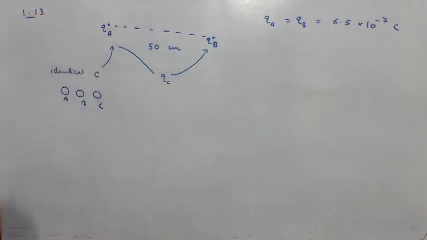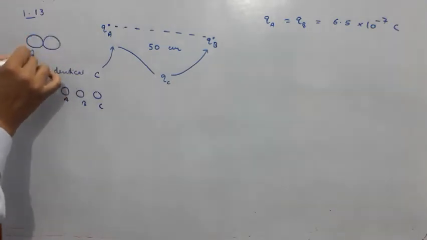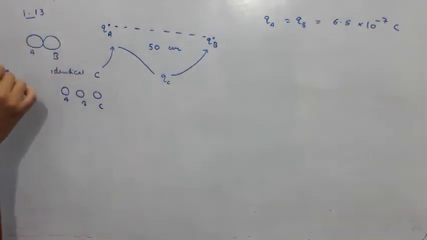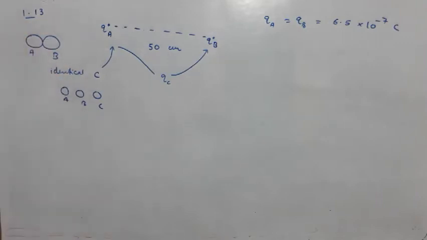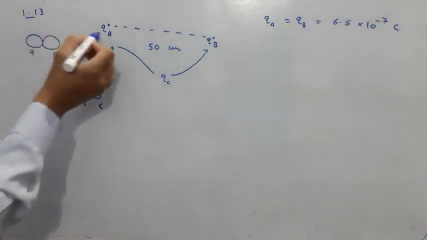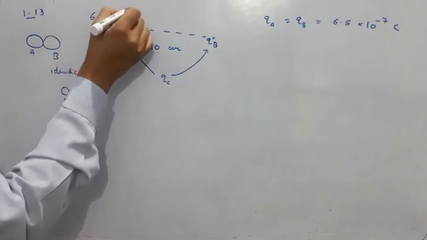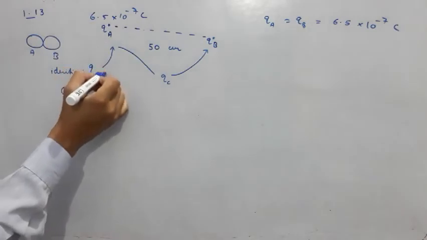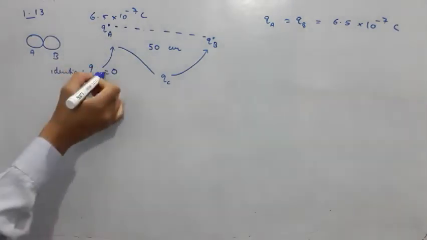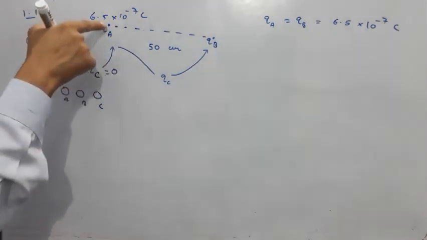They touch each other. Remember, students, when two conducting metals touch each other, suppose A and B, then charge will be distributed equally in both of them. That is the concept in this particular question. Now how much is QA? QA is 6.5 into 10 to the power minus 7 coulomb. And how much is QC initially? QC initially is 0. But when this sphere touches this one, then charge will be distributed equally between them.